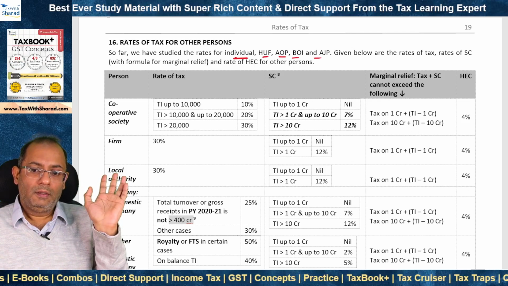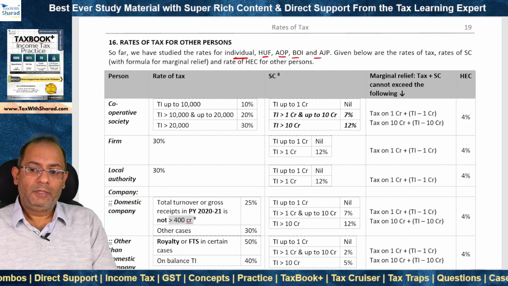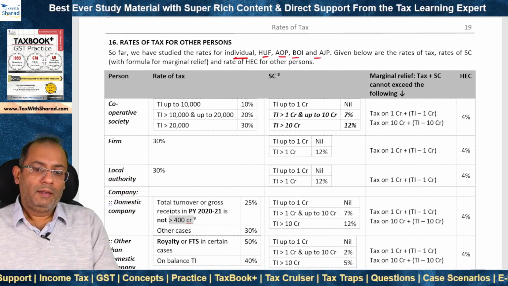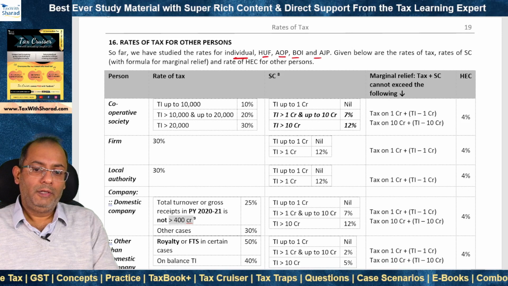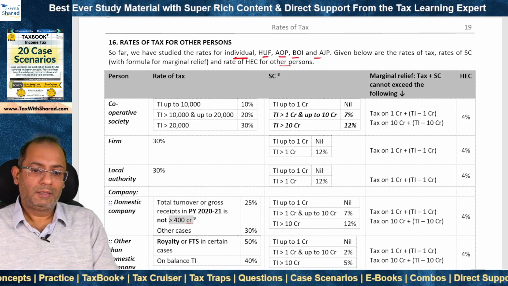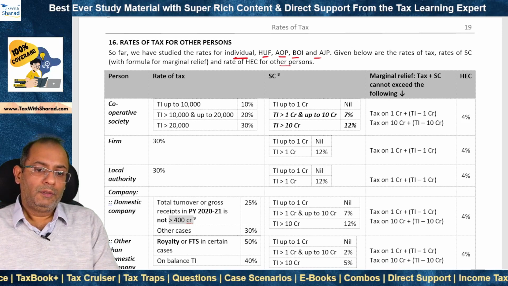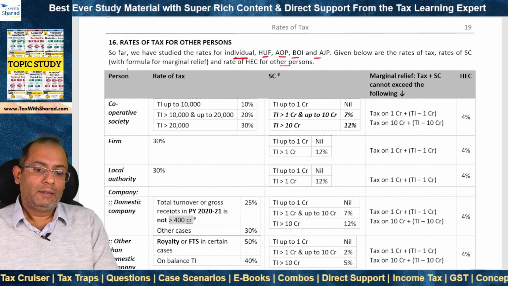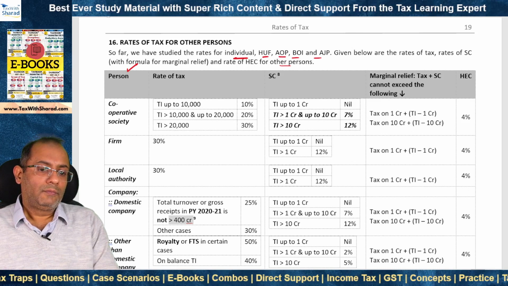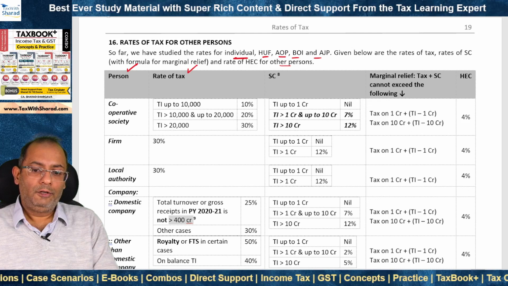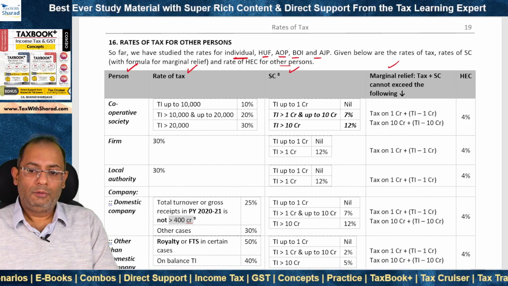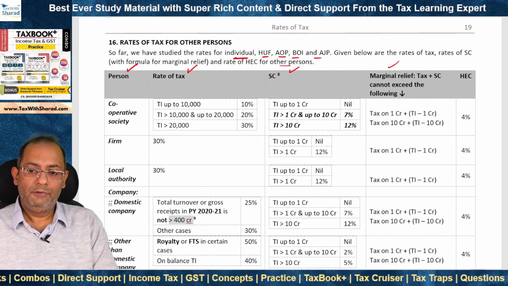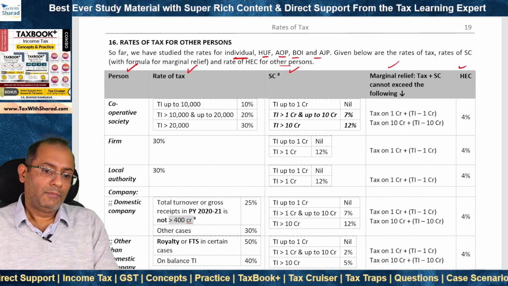Right? Now we are going to discuss the rates of tax, the rates of surcharge, and the formula for marginal relief and rate of cess for other persons. Okay. So in this table, we have given who is the person, what is the rate of tax, the rate of surcharge, the formula for computing marginal relief, and the rate of cess.